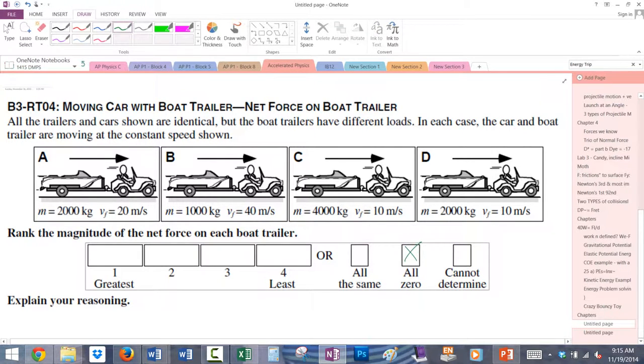Now, I will tell you that the most important thing is not just the answer, but it's to explain your reason. Well, they're all traveling at a constant speed. They wouldn't have any acceleration. And since F net is mass times acceleration, F net would be 0. What do you guys think? Did everybody get that? Sweet. I love it.